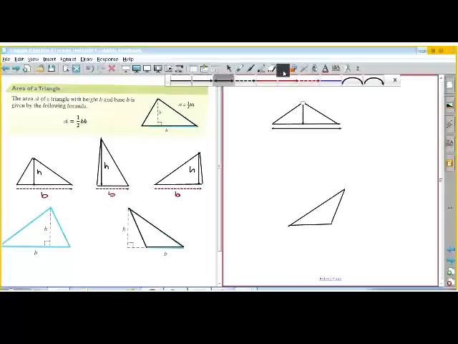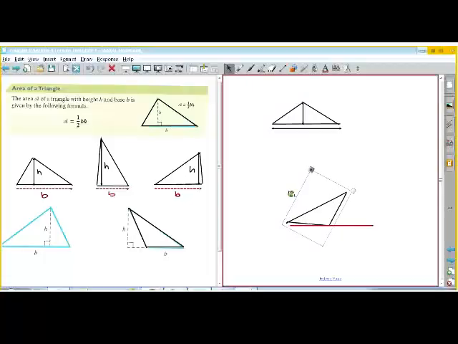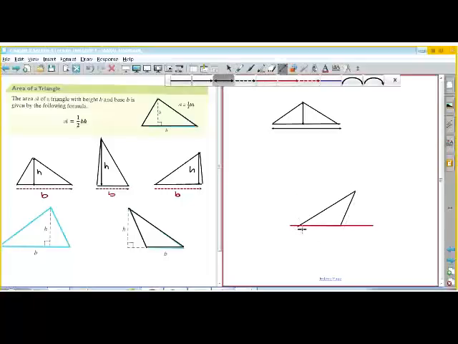Whereas 2 out of the 3 apparently give you the height being outside the triangle. So they extend that. And that's apparently not horizontal, so I'm going to have to rotate it a little bit more. So there it is. So then the height for this particular case, this would be the base, and the height would be this distance.